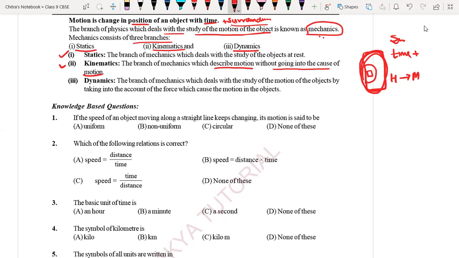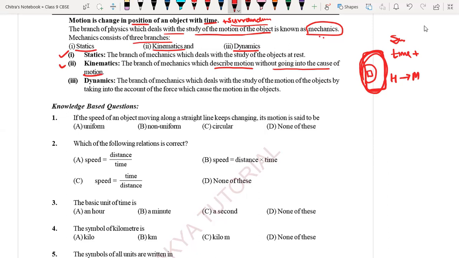We are going to understand only how motion takes place, only the motion part, not the cause of motion. Understood, everyone? The cause of motion is the external force, and we are going to cover that in the next part.